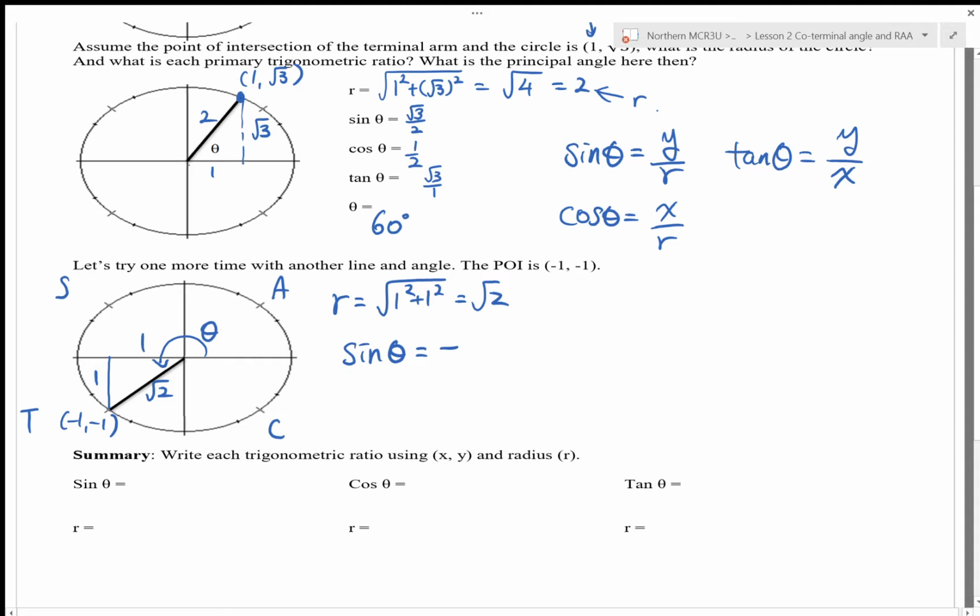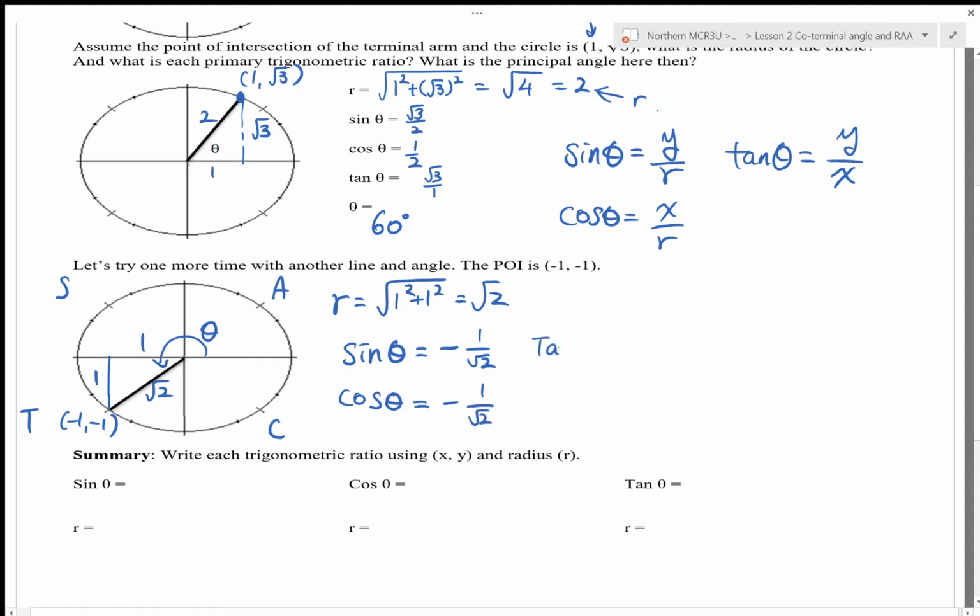Sine is always negative in the third quadrant, and sine is opposite over hypotenuse. So in this case, it will be negative 1 over square root of 2. Same thing here for cosine theta. Cosine is negative in the third quadrant, so it's negative, and it is adjacent over hypotenuse, so negative 1 over square root of 2.